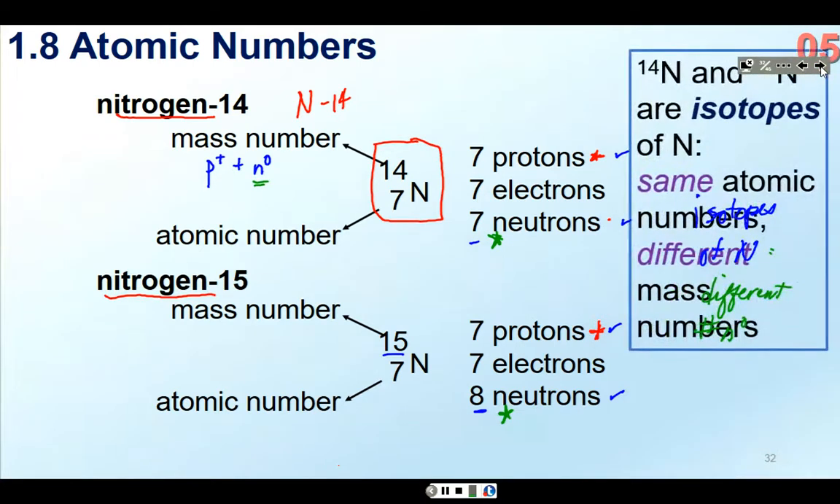There we go, without the writing in the way. Nitrogen 14 and nitrogen 15 are isotopes of nitrogen. They have the same atomic numbers and different mass numbers. That's how we define isotopes.